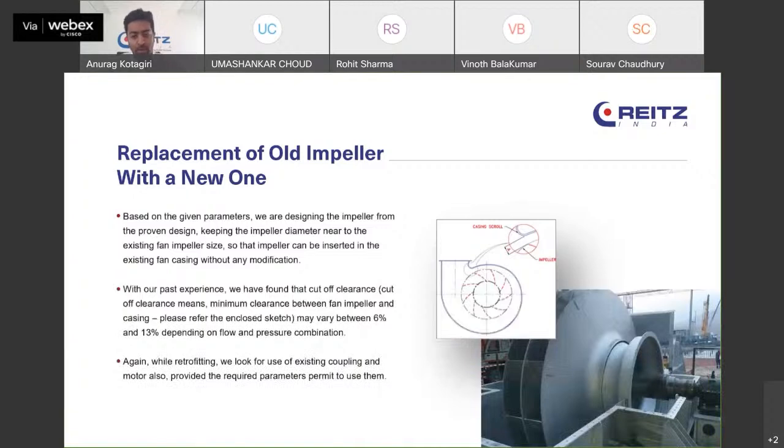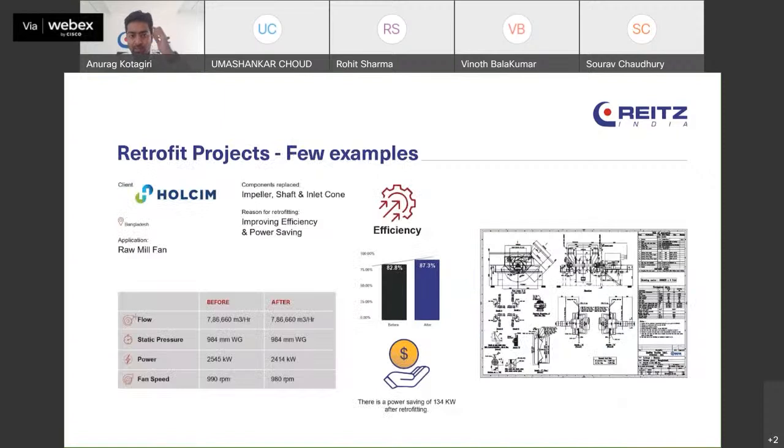A replacement of the old impeller with the new one is what mostly happens when we say it's a retrofit. We are able to give you a proven design so that the new impeller sits in your existing casing, and usually the throat gap should be 6 to 13% for us to achieve the best results. And also we look for the use of existing coupling and motor, if that can be used and if that's the requirement of the customer.